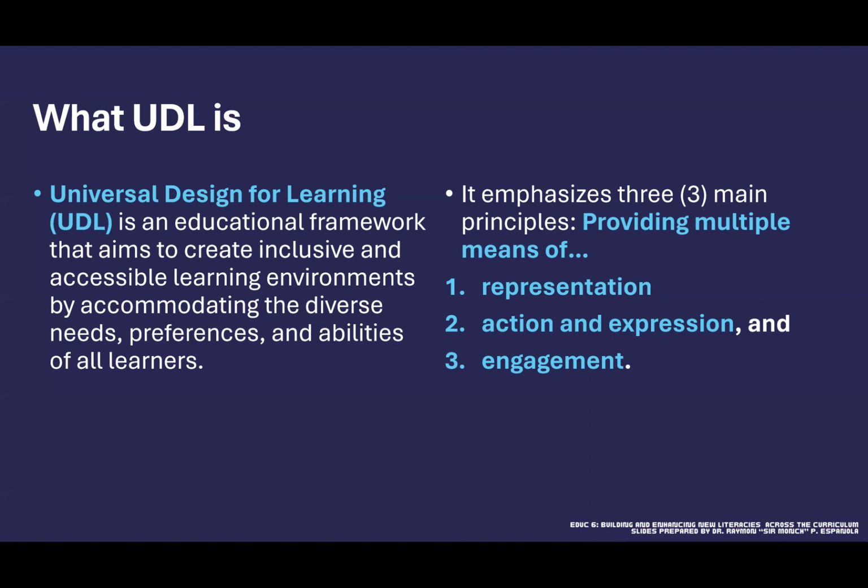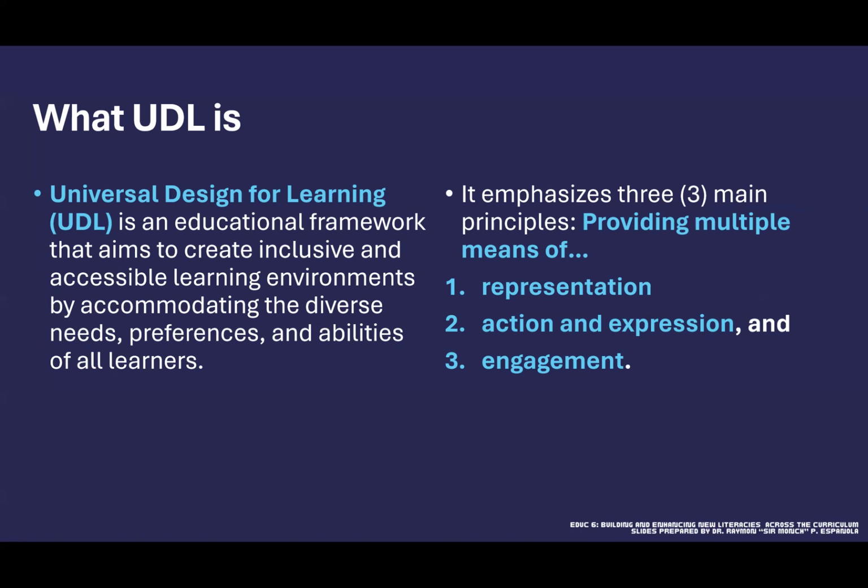Universal Design for Learning, as you can see here, is an educational framework that aims to create inclusive and accessible learning environments by accommodating diverse needs, preferences, and abilities of learners. Actually, this framework is more particular or more relevant to special education, since we are meant to not discriminate. We are meant to address the needs of all learners, regardless of their backgrounds, regardless of their differences in terms of personalities, in terms of abilities, prior learning, and so on. No two learners are the same, right? Every learner has uniqueness.